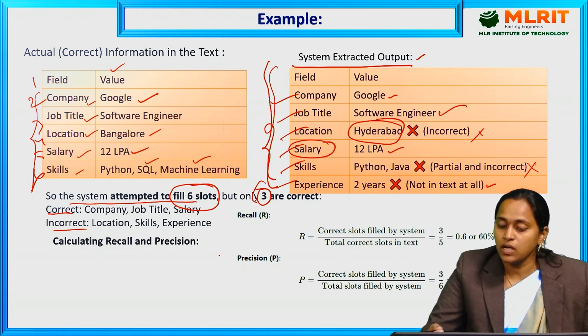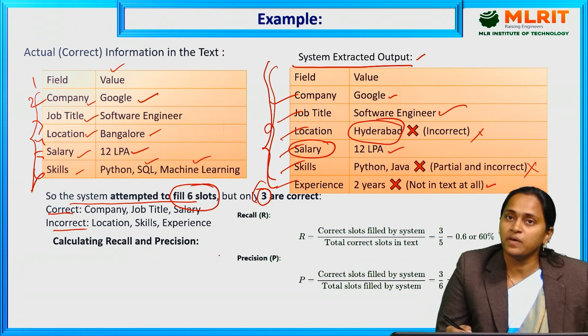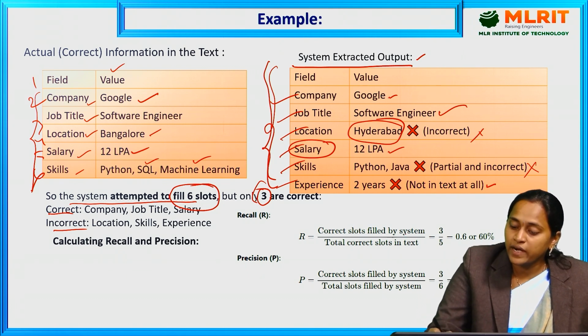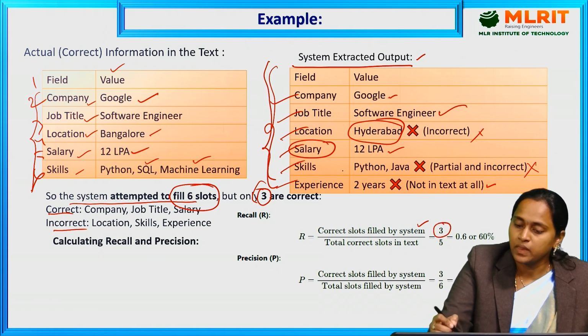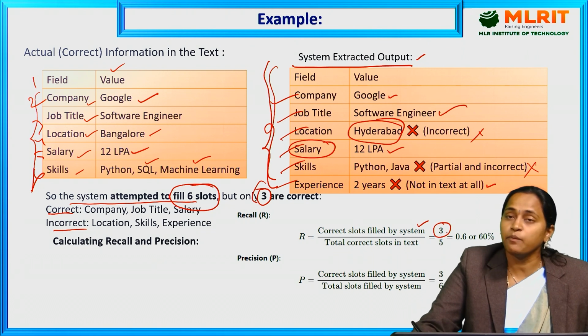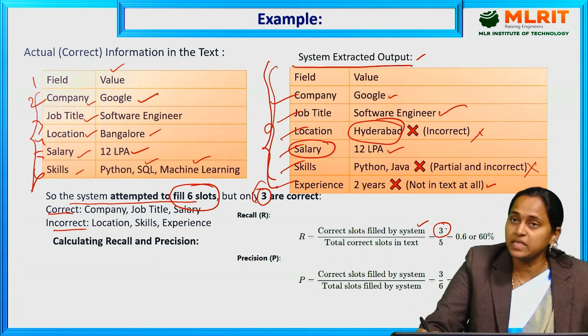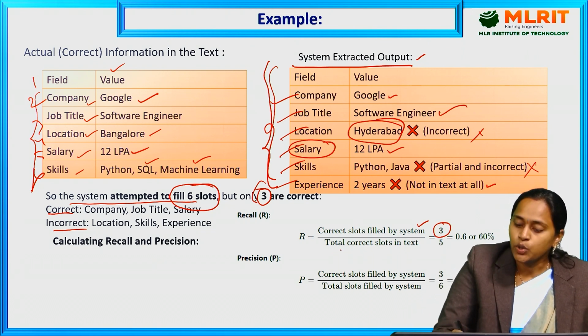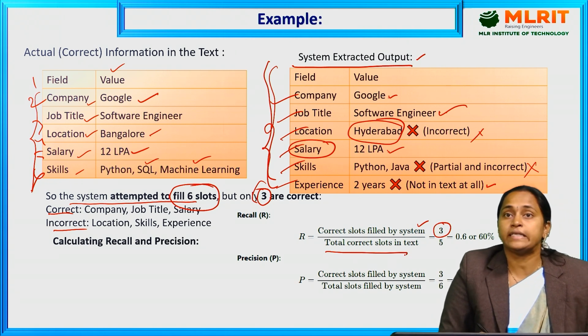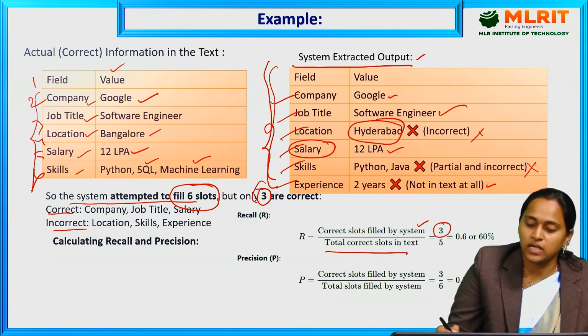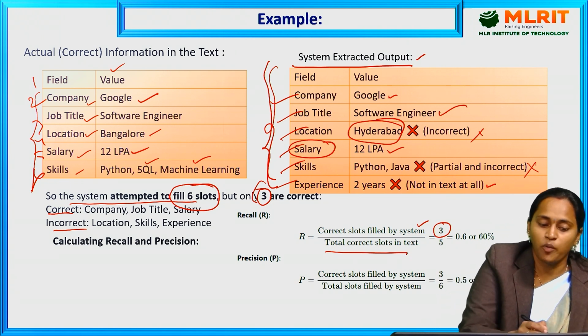Let's find out the recall. So what is the formula for recall? The number of correct slots filled by the system. That means how many correct slots the system filled, right? 1, 2, 3. So the number of correct slots filled by the system is 3. Next, divided by the total number of correct slots in the text. In the text, how many slots are there?